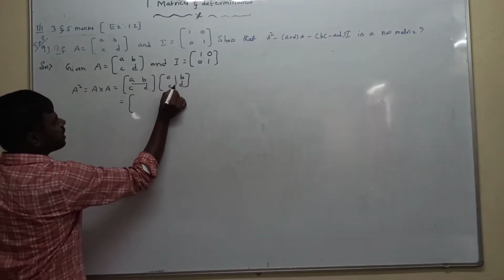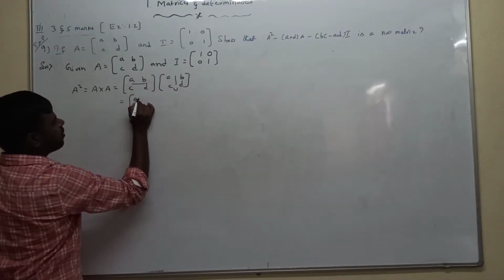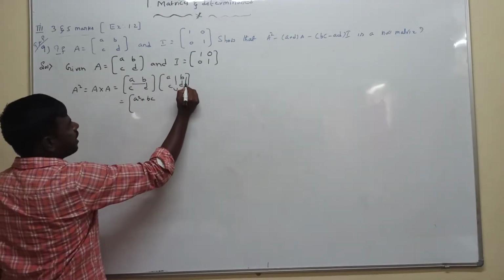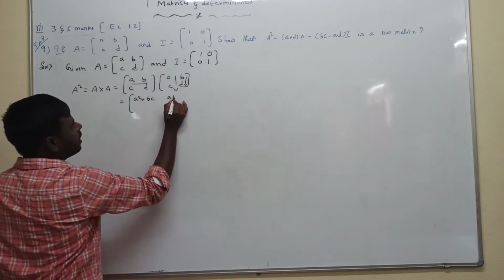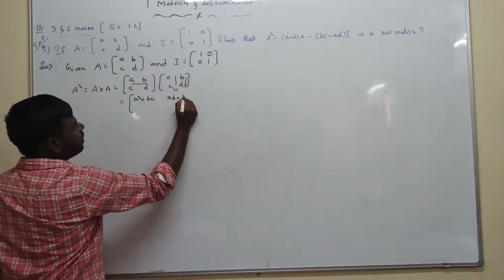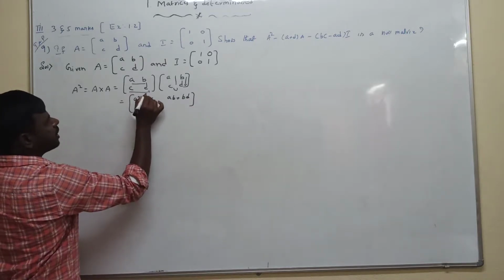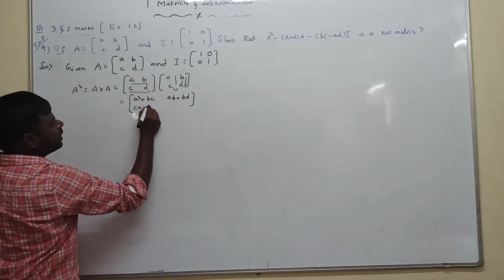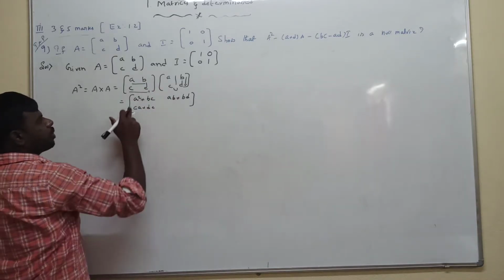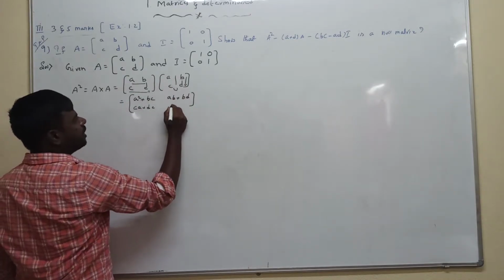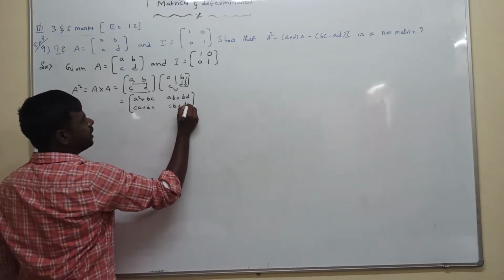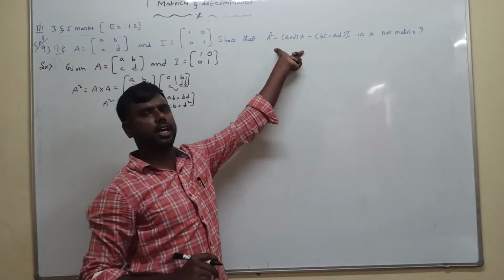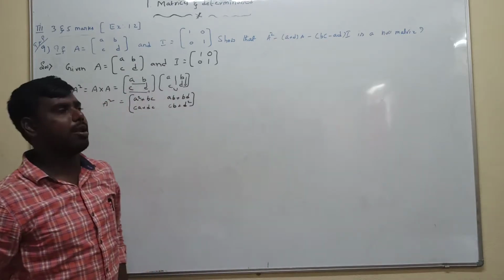First row, first column: a into a, a square, plus b into c, bc. Next, first row, second column: a into b, ab, plus b into d, bd. Next, second row, first column: c into a, ca, plus d into c, dc or cd. Next, second row, second column: c into b, cb, plus d into d, d square. Finally, we got A square. Now we can take this condition to prove whether it is a null matrix or not.